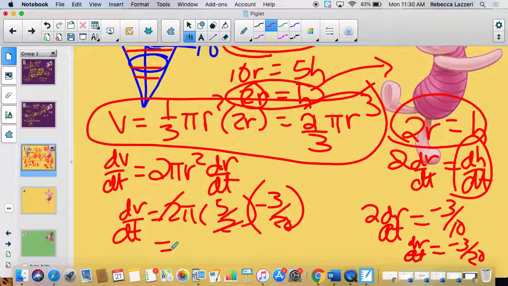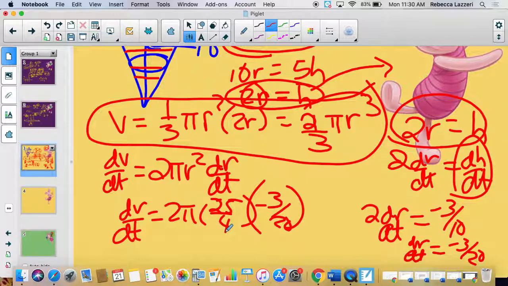Because don't you have to square the radius? 2r is equal to h. So if h is 5, the radius is 5 halves, r squared. Oh, I should have squared it, thanks. So I just got 25. Yeah, I didn't square it.